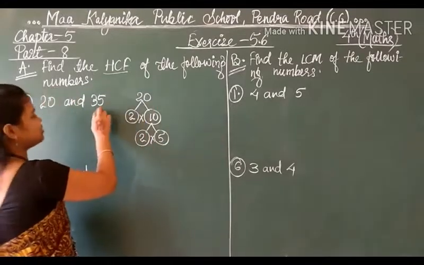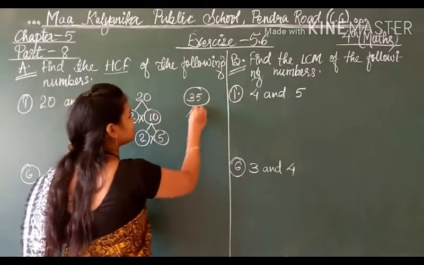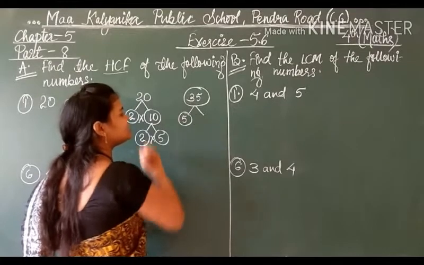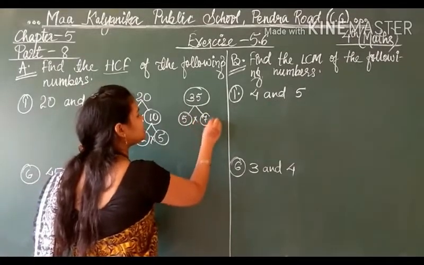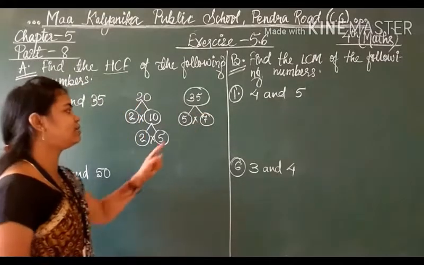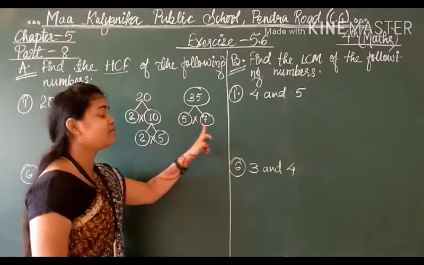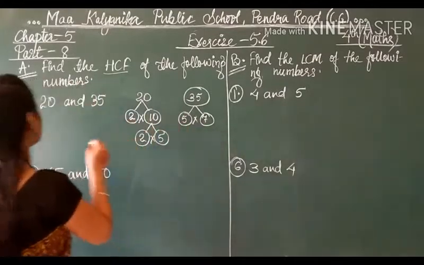Now moving to the next number, that is 35. Now 35 can be divided by 5, that we know. So 5 7s are 35. No other number is there which can divide 35. So 5 7s are 35, and 5 and 7 cannot be divided further. So these are the factors.